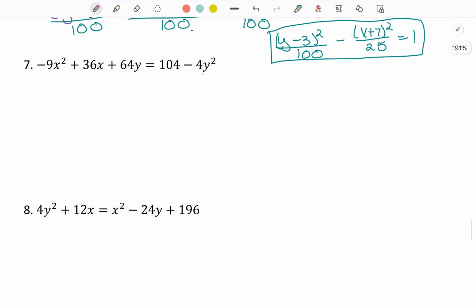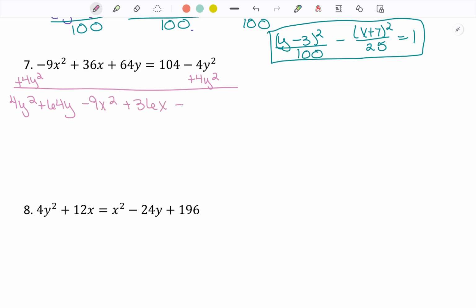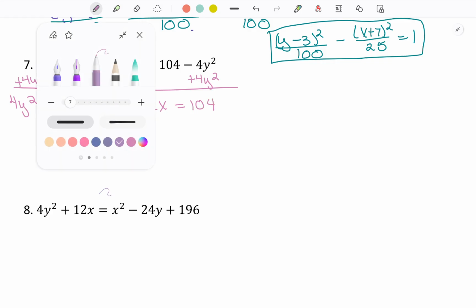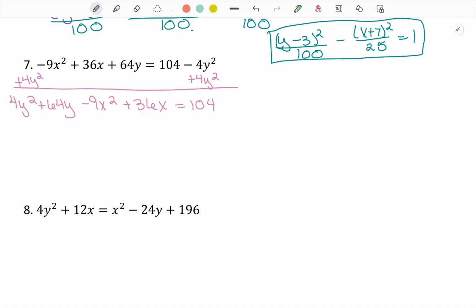So then we will, on 7, go ahead and add that 4y squared. And since it's going to be positive and our x is negative, we are going to put the y's in front. So we'll have 4y squared plus 64y minus 9x squared plus 36x equals 104. Then we will go ahead and factor.